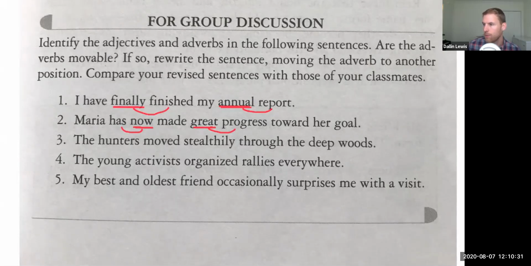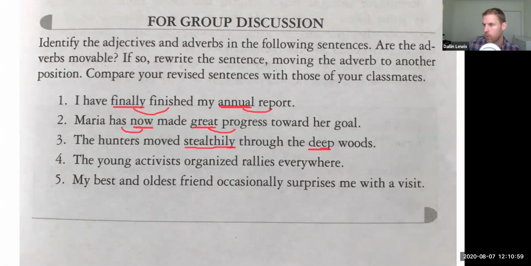The hunters move stealthily through the deep woods. I got an ly word here, stealthily. So I've got an adverb. Is it movable? Stealthily, the hunters moved through the deep woods. I still can't say that. The hunters moved through the deep woods stealthily. Yeah, that works. So it is movable. Deep is my adjective.